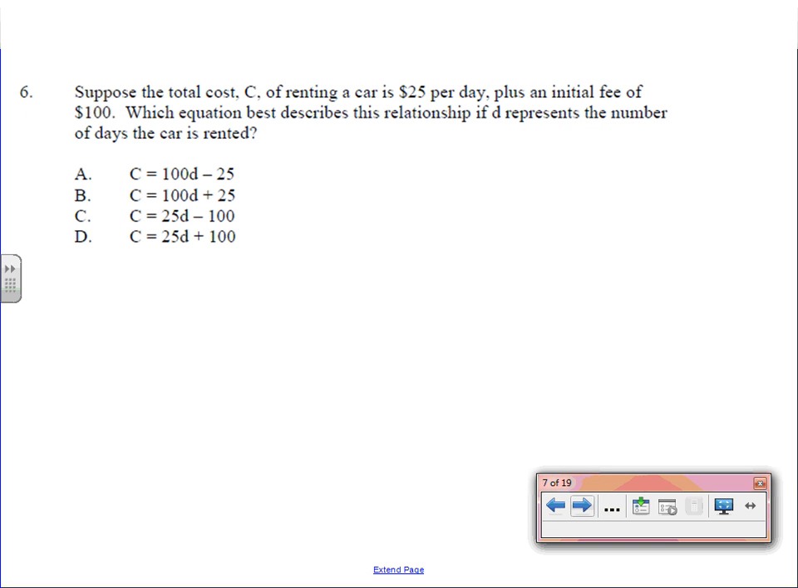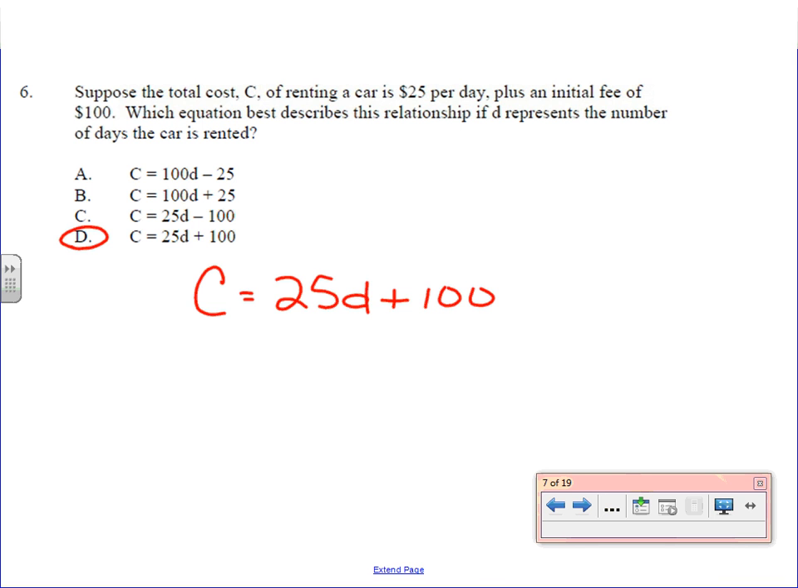Number 6 says, suppose the total cost C of renting a car is $25 a day plus an initial fee of $100. Which equation best represents the relationship if D represents the number of days you rent the car? All right, so let me see here. C, that's going to represent the total cost. We know they're going to charge us $25 per day. So 25D. D representing how many days we're renting the car. But on top of that, they're also going to charge us a fee of $100. So we're going to add to that $100. So that's it. Which one of those choices looks like this right here?